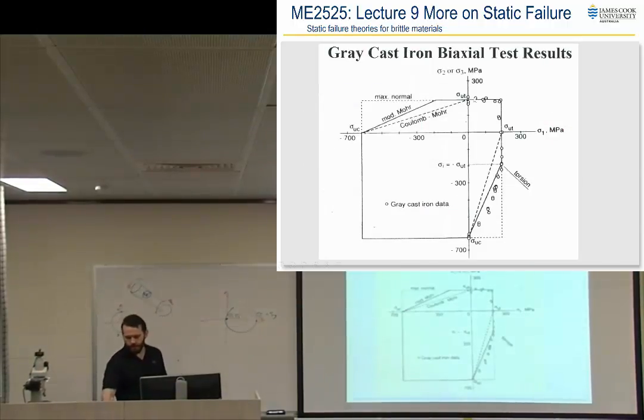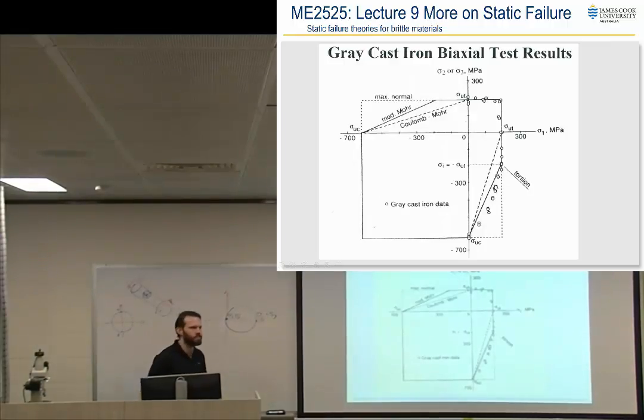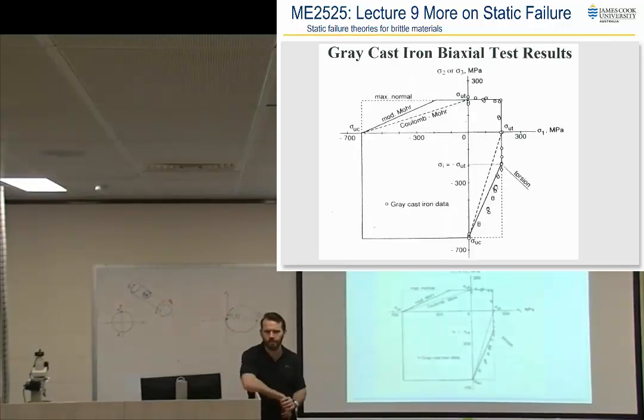Alright, and you see some tensile tests, or some biaxial tests on, what is this, grey cast iron, and you see that they line up pretty nicely with that modified Mohr theory. And like I was saying, it's just sort of creeping just outside that line there, yeah? But fundamentally that line is at the very least conservative. So that's fine. That's good. We're happy with that.